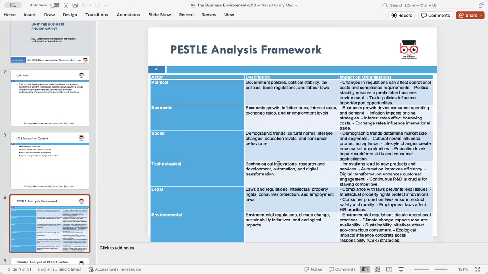IP, or intellectual property rights: protecting intellectual property rights is essential for safeguarding innovations and competitive advantages. Consumer protection laws: these laws ensure that products meet safety standards and protect consumers from fraudulent practices.